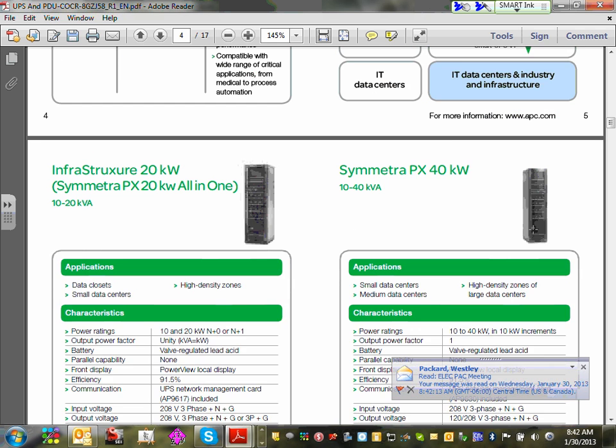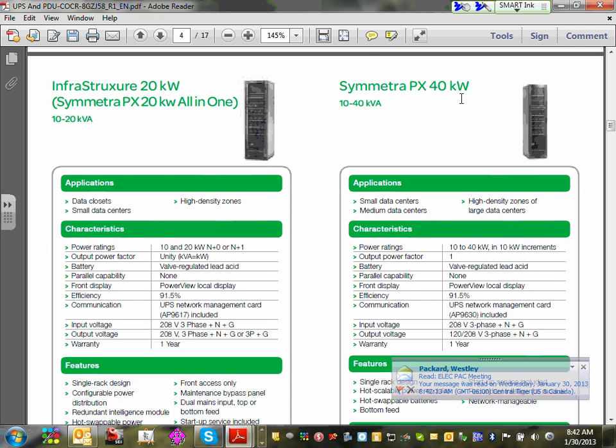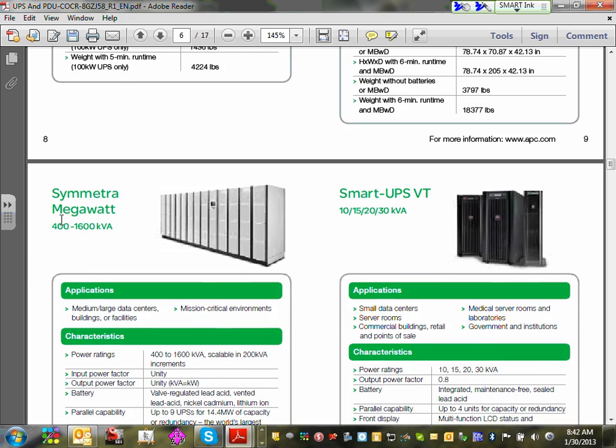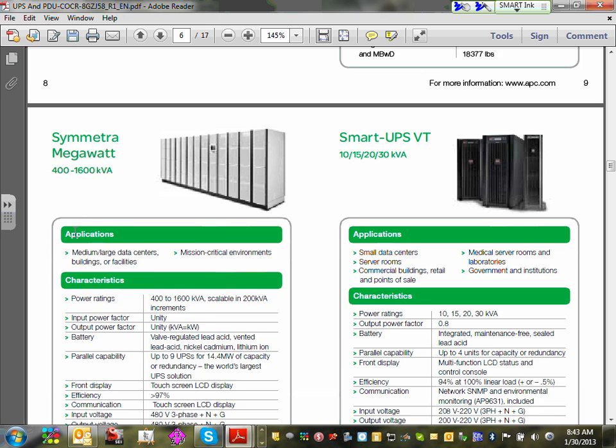Different sizes. So let me go directly into one size, for example. This guy can go from 10K to 40K kVA. That little guy. Let's go to the big boys. Big boys, look at this. This can go from 400 kVA all the way to 1600 kVA. That's how you can buy them.